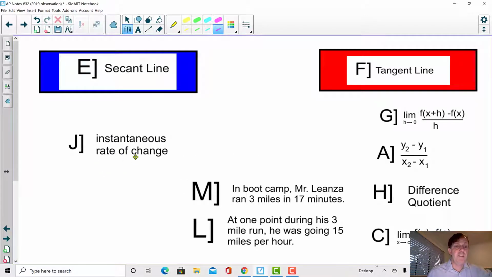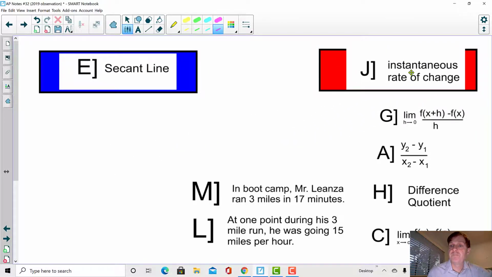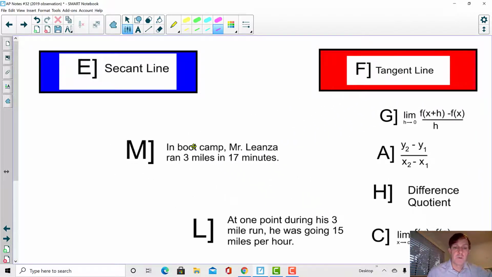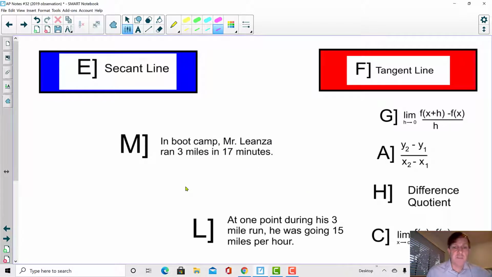Okay, for J, it's an instantaneous rate of change. So that's kind of like the slope at 1 point. So that's going to be a tangent line kind of thing. Okay, this one says in boot camp, Mr. Leanza ran 3 miles in 17 minutes. So all we know is the total distance and the total time. So that's going to be an average rate of change. That will go in secant line.